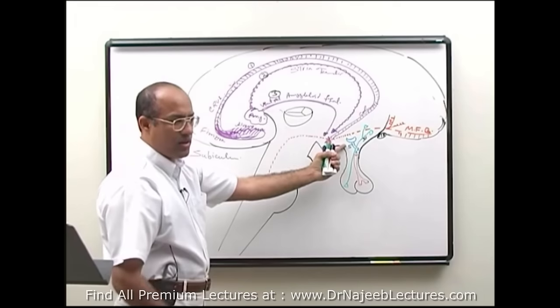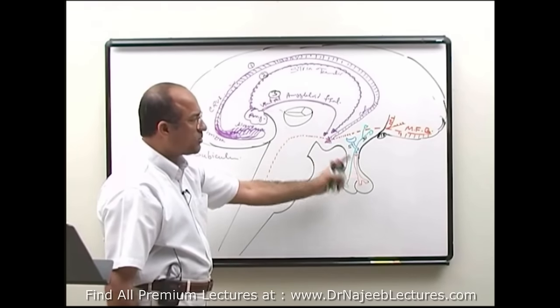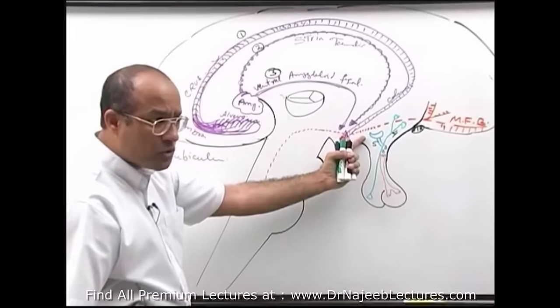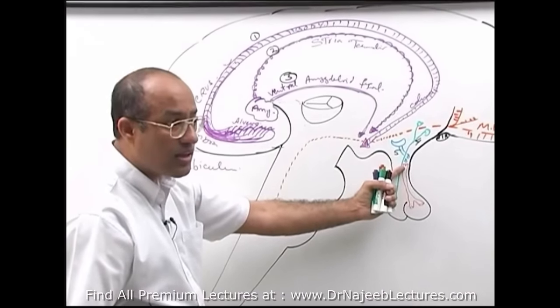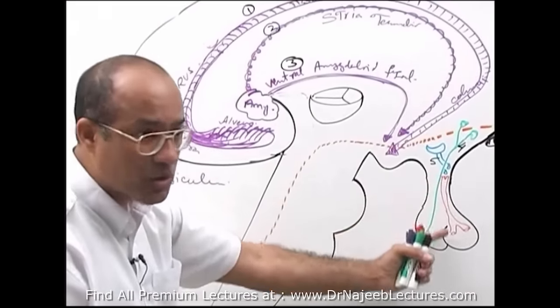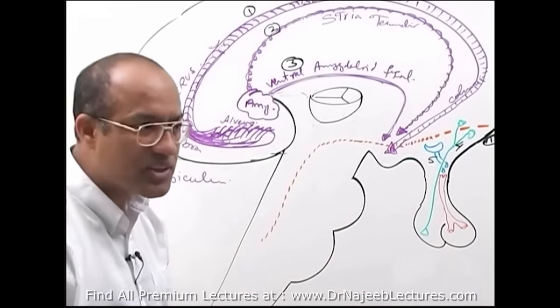What is that? This is not going to the anterior pituitary directly, rather from the tuberal area it is going to the infundibulum, the tubero-hypophysial pathway, draining into the portal system. Is that right? Any question here?